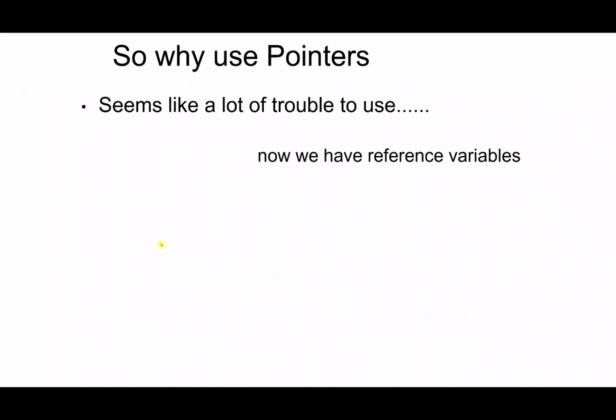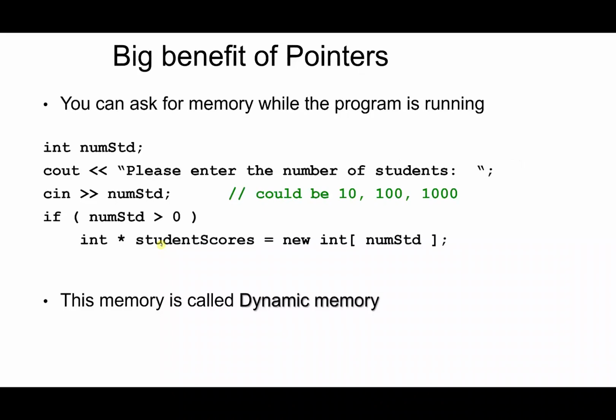Okay. So why do we use pointers? Seems like a lot of trouble, so what do we gain by using pointers? Because we have an alternative, we have reference variables. That is correct, but pointers are going to give us something we are going to see for the first time, and something very useful. The big benefit of pointers is that you can ask for memory while the program is running. So, for example, I can ask the user how many students do you have in the class. The user enters something.